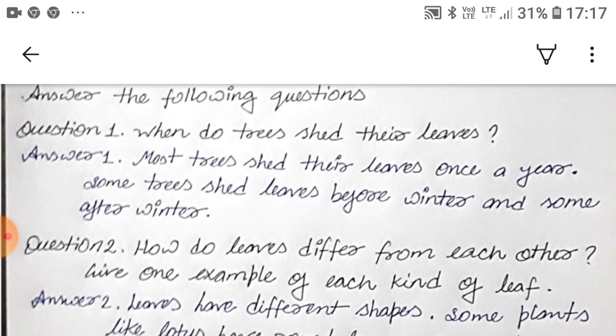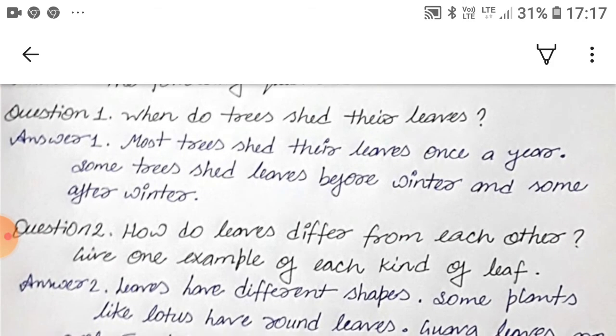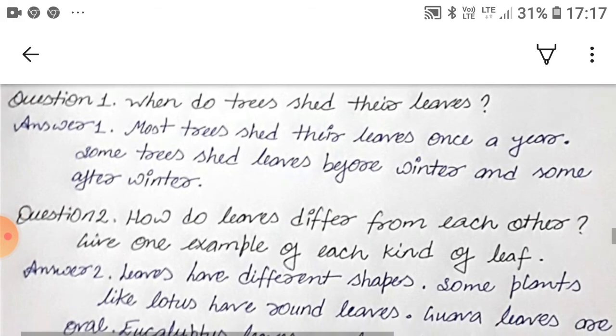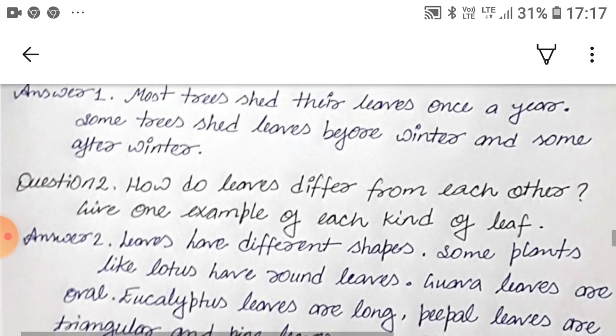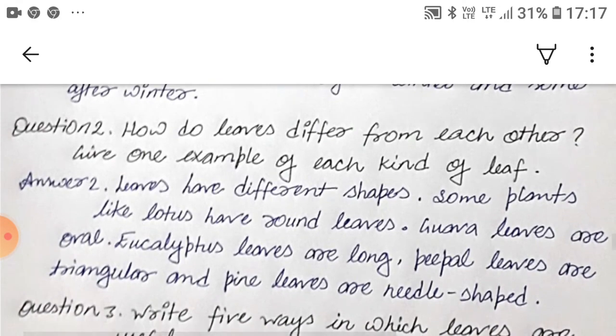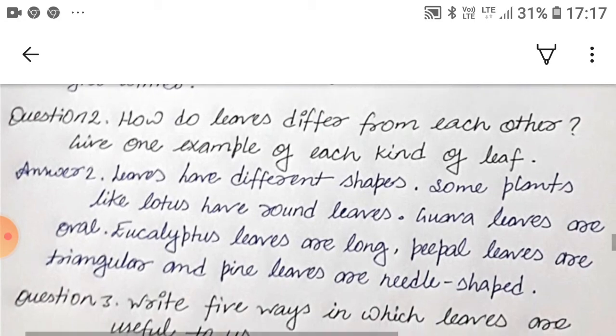Question number 1. When do trees shed their leaves? So its answer, most trees shed their leaves once a year. Some trees shed leaves before winter, and some after winter. Question number 2. How do leaves differ from each other? Give one example of each kind of leaf.